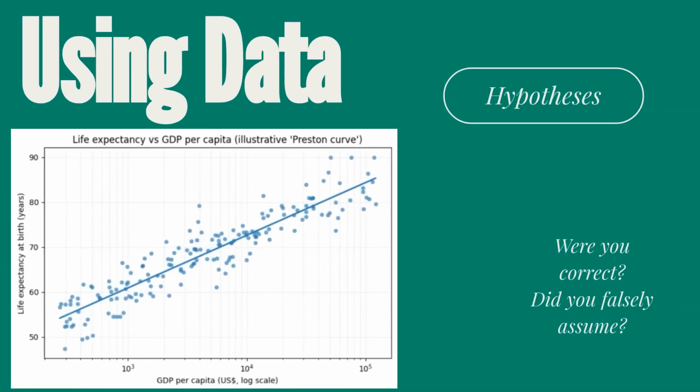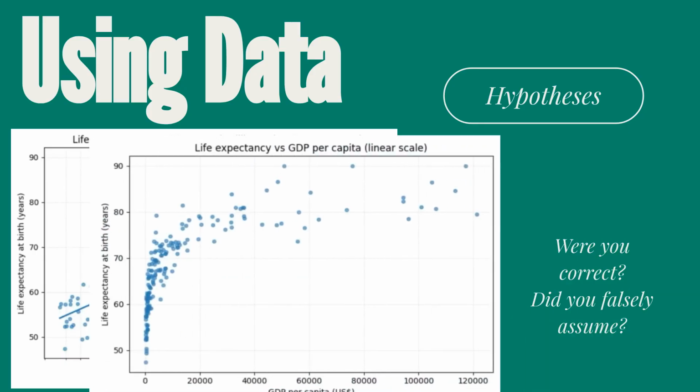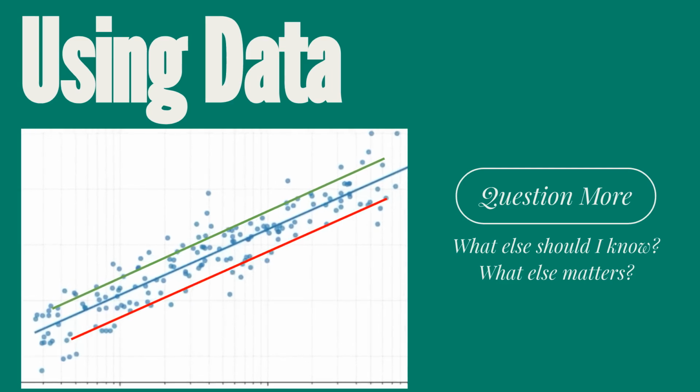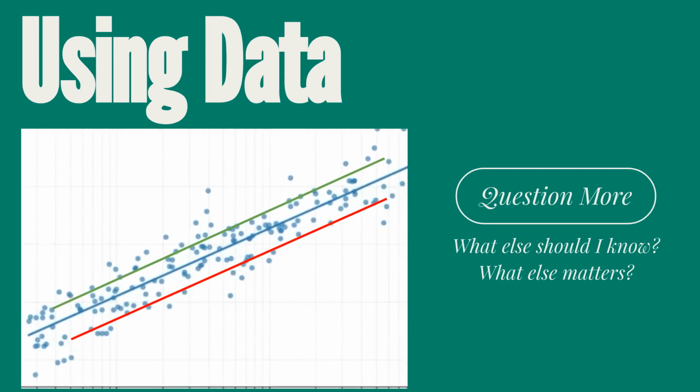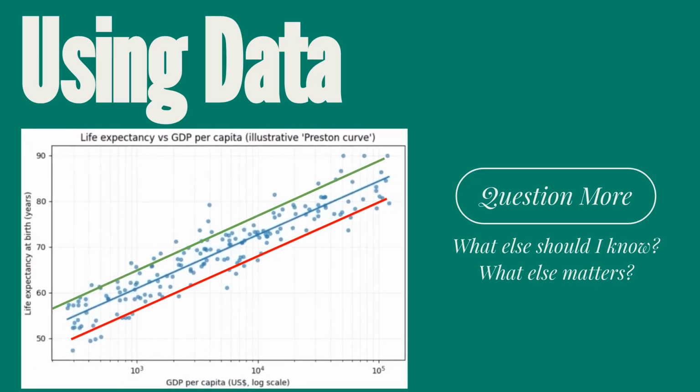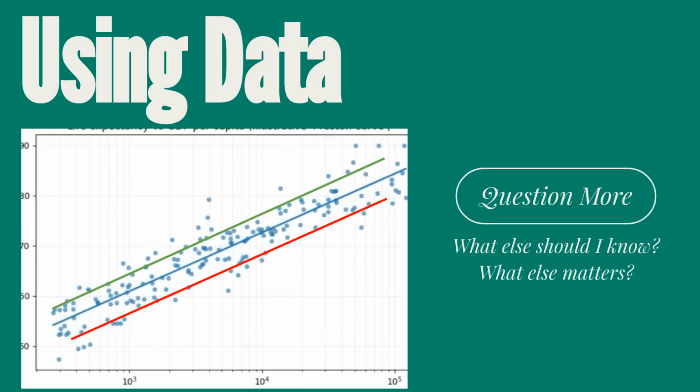We use data to test our hypotheses. Can we identify a trend or a correlation? Do we see a threshold value or a tipping point? But we must also use data to motivate more questions. Is the correlation tight or too wide to be useful? How wide is the spread? What do the outliers teach us?